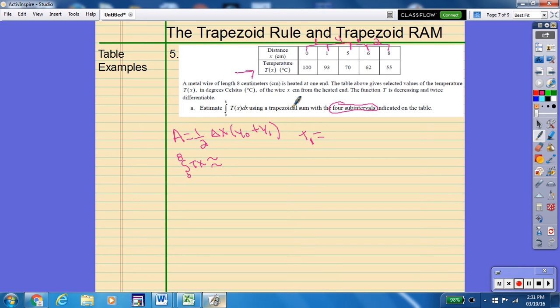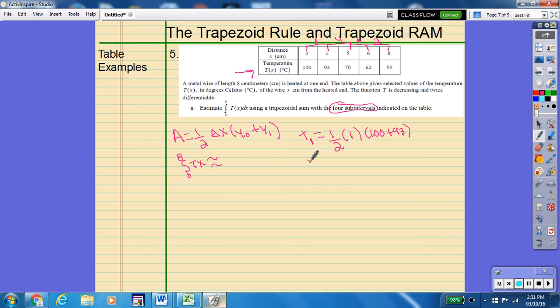My first trapezoid is going to be 1/2 times the delta x. Well, the delta x, I already computed that. That's just 1. And I'm going to add the bases, and the bases are those y values. So I'm just going to do 100 plus 93. And I think I get 193 over 2. So I'll compute that with the calculator here in a little bit.